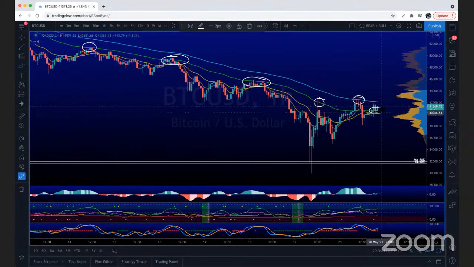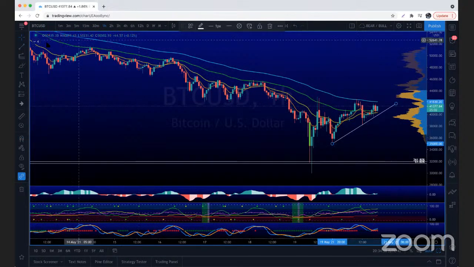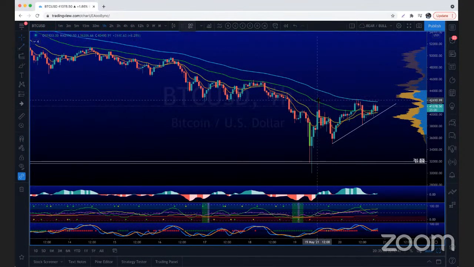We are still above that 55. As long as we hold above that 55, I think things are very healthy. Something that I can see here is we've got this kind of formation, which some people will say is bearish, but I tend to believe that this is a formation that is going to break to the upside. I believe it will break to the upside.